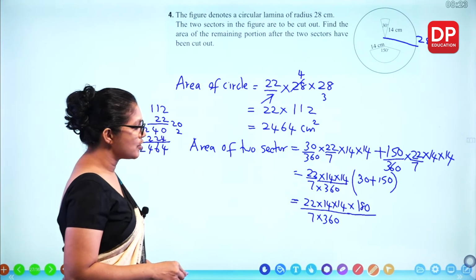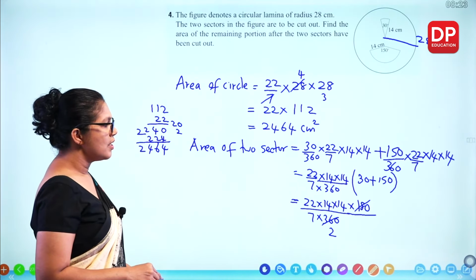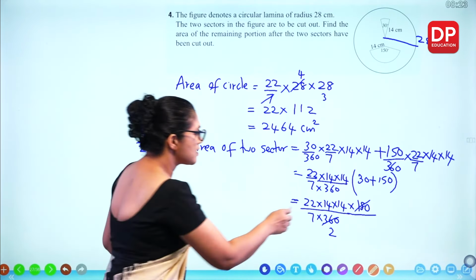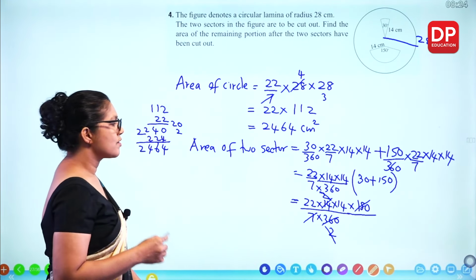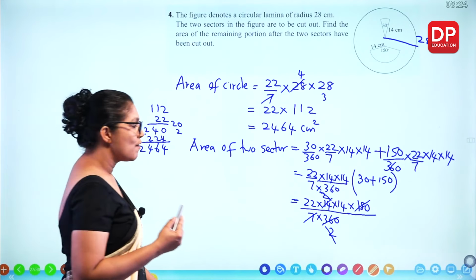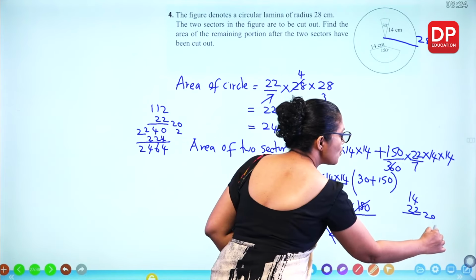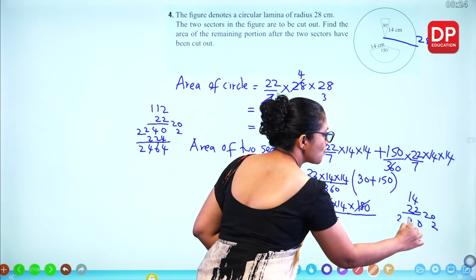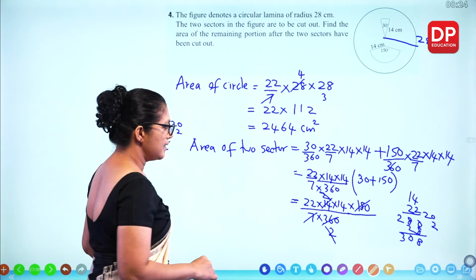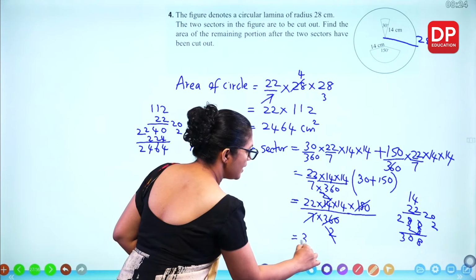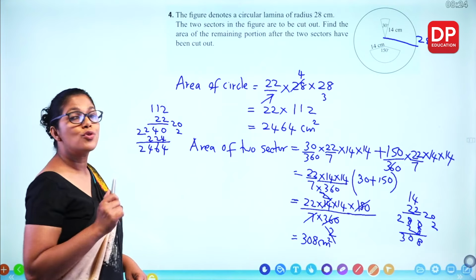So when you simplify, what do you get? 180 times 2 is 360. So 7 times 2 is 14. This 2 and this 2 get cancelled out. So you are getting 22 times 14. So what is 22 times 14? We'll multiply 20 and 2. 2 times 4, 8. 2 times 1, 2. And then when you add, you get 308. So what's the area? 308 square centimeters. That's the area of 2 sectors.